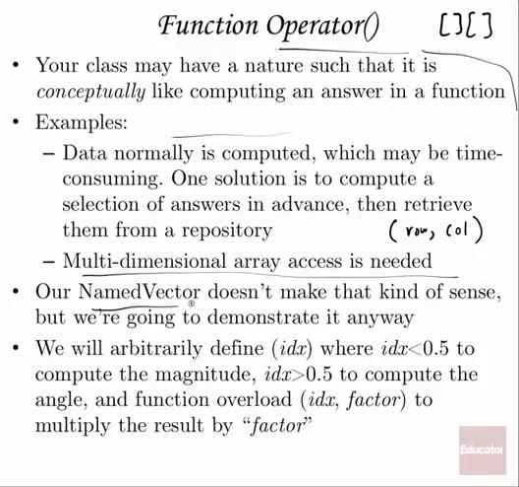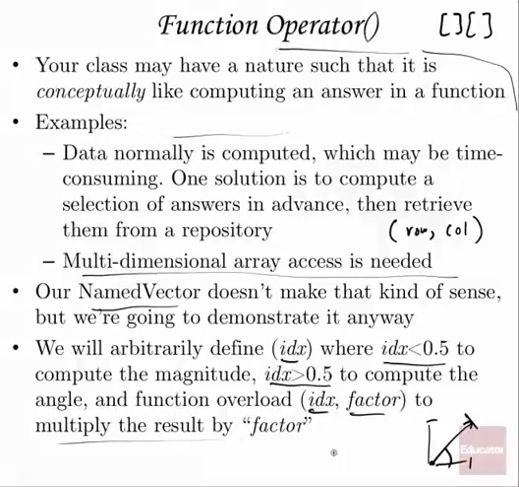So we will arbitrarily define idx, where idx is going to be a double. If it's less than 0.5, we want to compute the magnitude. We want to take the x component and the y component and compute what the magnitude of the vector is. But if it's greater than 0.5, we want to compute the angle. So again, we'll have our vector like this. And so if we pass in 0.2, we'll take the x component and the y component and compute the magnitude. And if we pass in something greater, like 0.9, we'll calculate what this angle is and return that value. Now, we're going to overload that function by using a default value on the second parameter. So we'll have factor, where whatever the result is, we'll just multiply by the factor. Again, this doesn't make a great deal of sense for a vector, but you'll forgive me if we do it anyway.